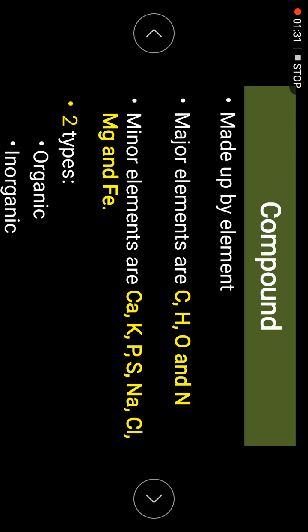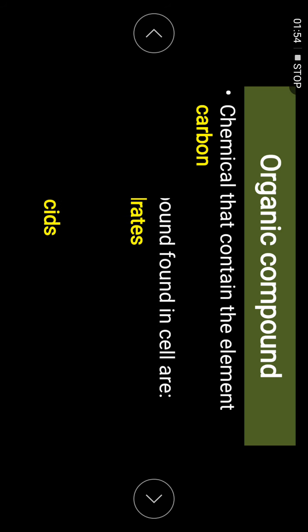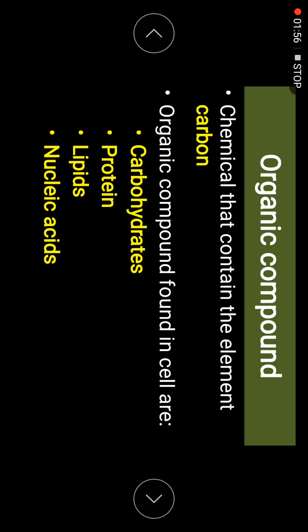So in our daily life, when we have our food, the compounds generally can be divided into two types. Either it is organic or inorganic. What do we call it? Organic. So if the food that we eat or the compound that we eat contains carbon elements, then it is an organic compound. Examples of organic compounds that you have in our cell are carbohydrates, protein, lipids, and nucleic acid.